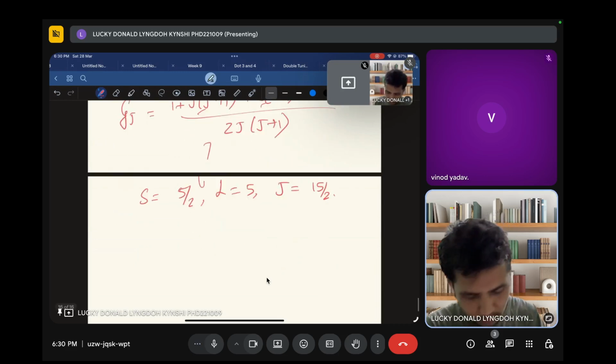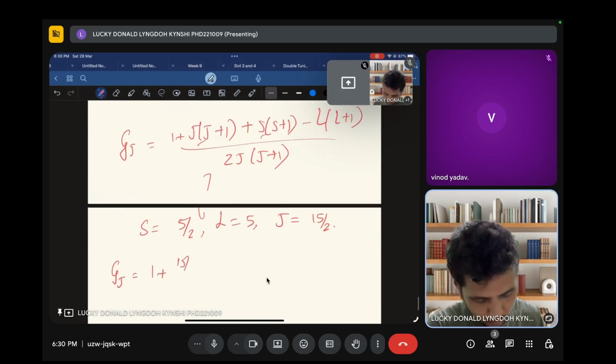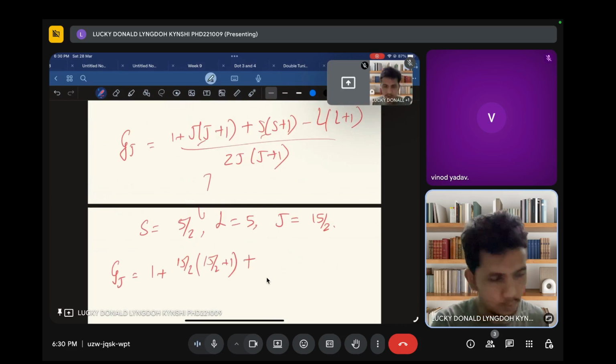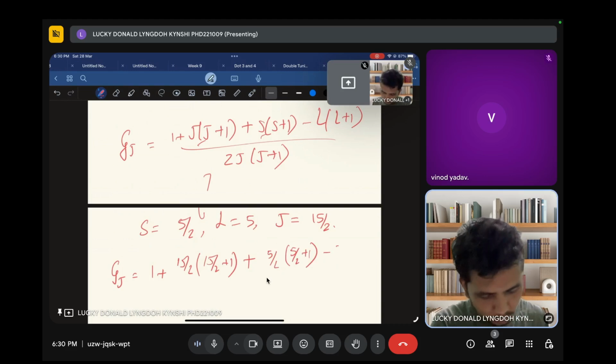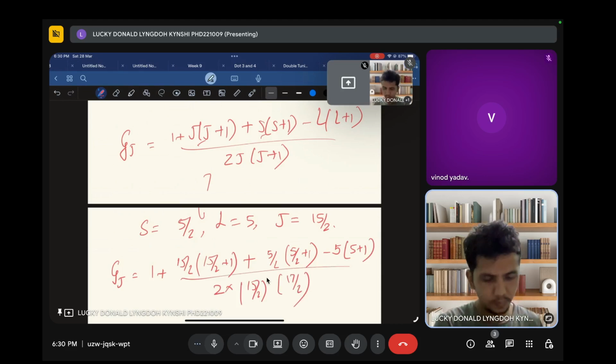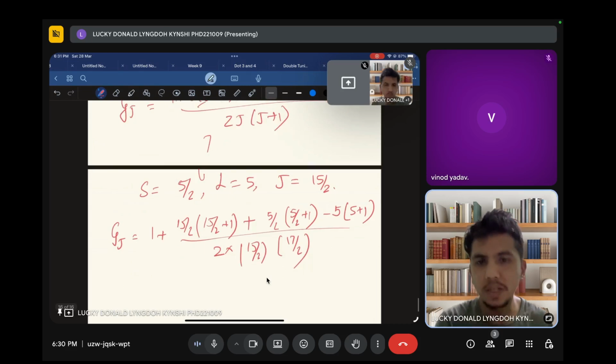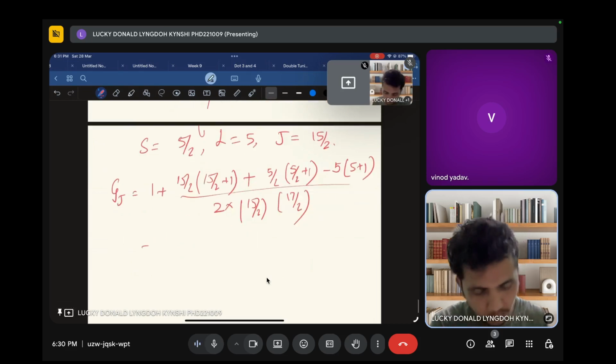And you get g_J equal to 1 plus J, which is 15 by 2, times 15 by 2 plus 1, plus the spin, which is 5 by 2, times 5 by 2 plus 1, minus L, which is 5, times 5 plus 1, divided by 2 into 15 by 2 into 17 by 2. Okay, so you just substitute the L, J and S. I will not solve it, you can solve it, and you will get something like 4 divided by 3 after solving this.